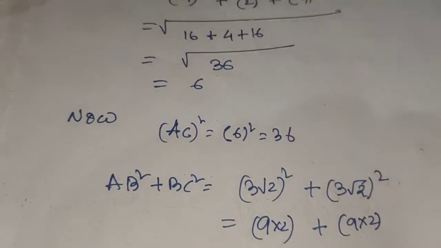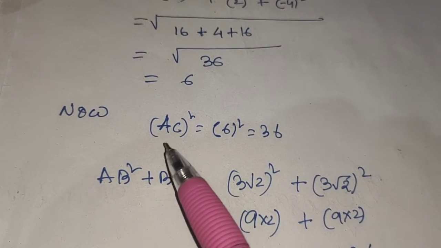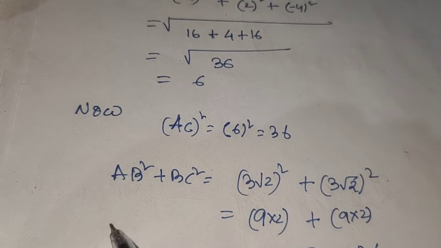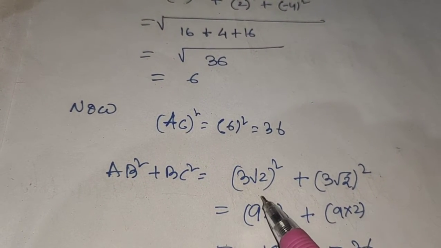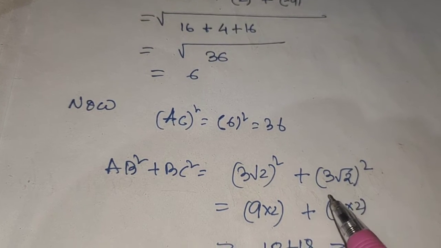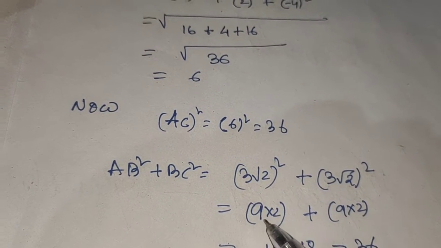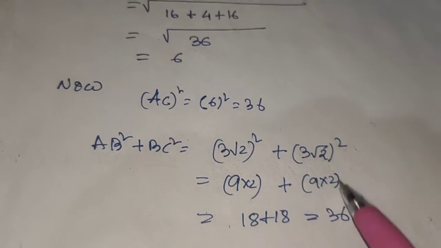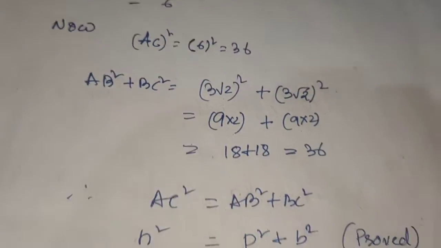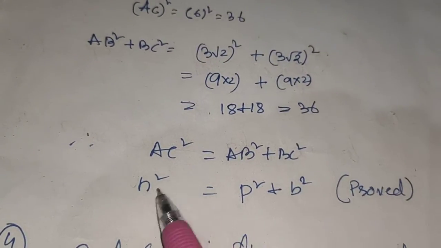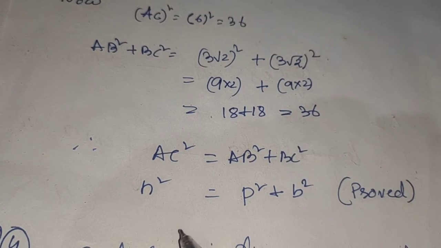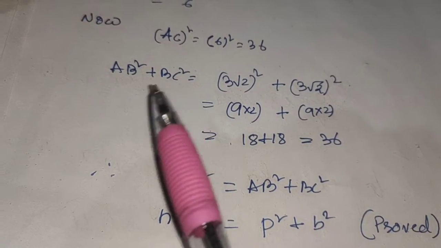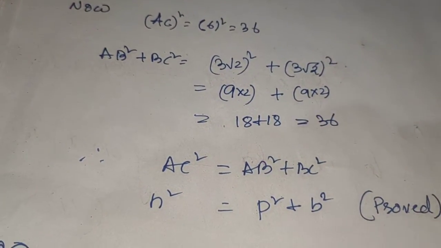So finally, now we can check that AC square equals 6 square, which is 36. Okay, so it is AC square. Then what is AB square plus BC square? AB square is 3 root 2 whole square plus BC square is 3 root 2 whole square. So 3 square means 9 and root 2 square is 2. So 9 into 2 plus 9 into 2, that is 18 plus 18, 36. So ultimately what we get? We get AC square equals AB square plus BC square. So H square equals P square plus B square. Hence the given points are the vertices of a right angle triangle.